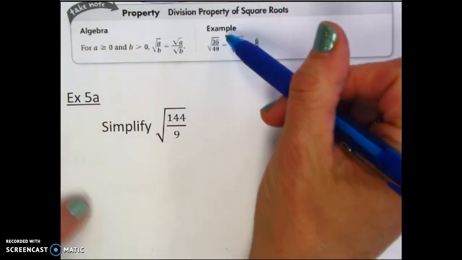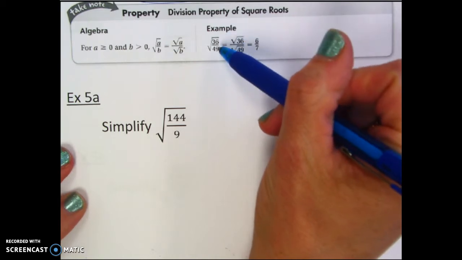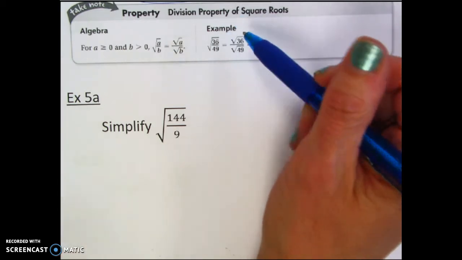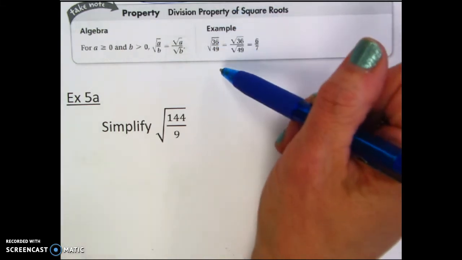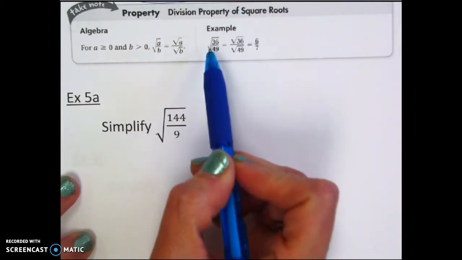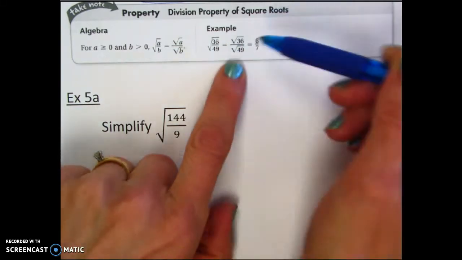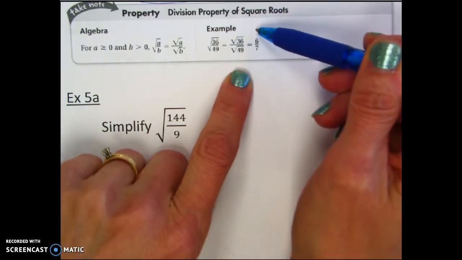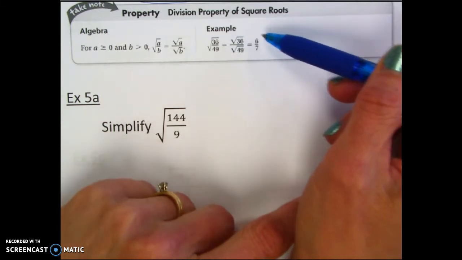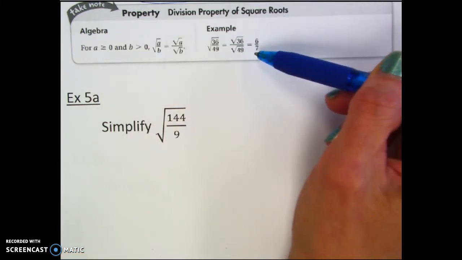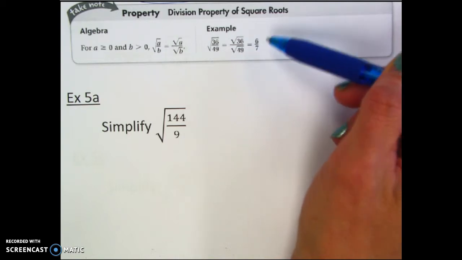So if we have a square root of two things divided, sometimes people think this is a fraction. Yeah, it's a fraction, but it's also 36 divided by 49. Now, the square root of 36 and the square root of 49 can be separated in division the same as they can be separated in multiplication, which means you have the square root of 36 for the top, which is just 6, and the square root of 49 for the bottom, which is just 7.